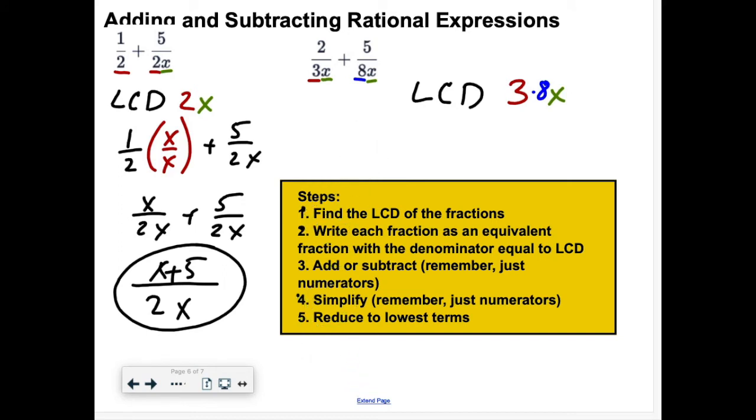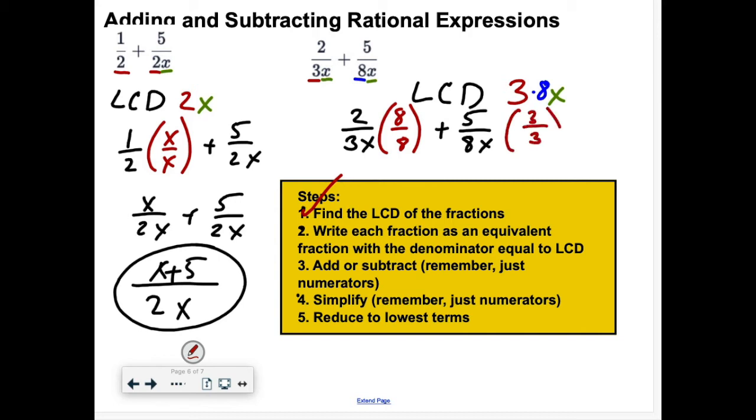So we did our first thing, we found the LCD. Now second, we want to write each fraction with the LCD in the denominator. Well, that just means that I'm going to need 2 times 3x. It's going to be times 8, because that's the only thing missing from this denominator. Plus 5 times 8x times 3. Again, that's the only thing missing from the denominator. Again, we're multiplying numerator and denominator.